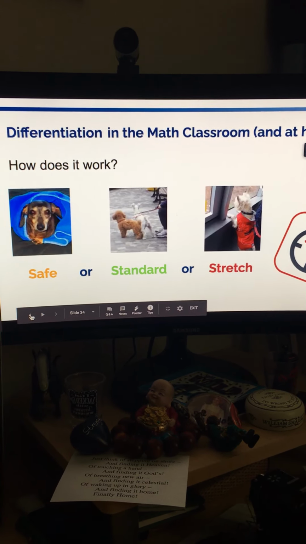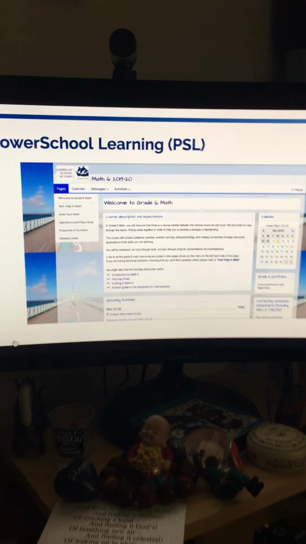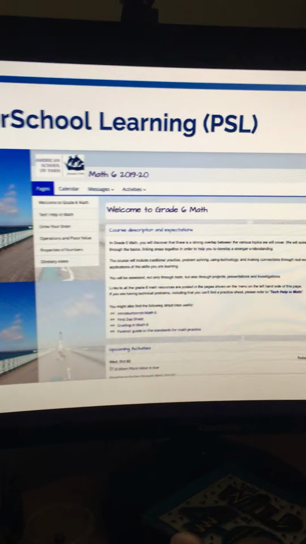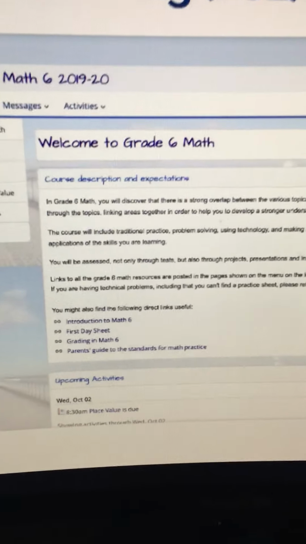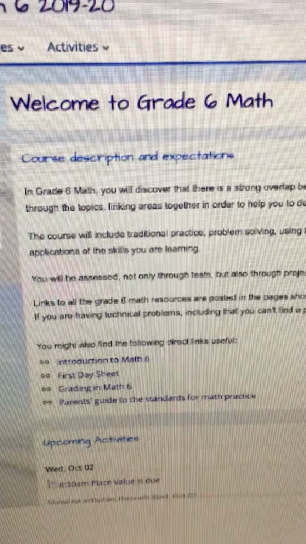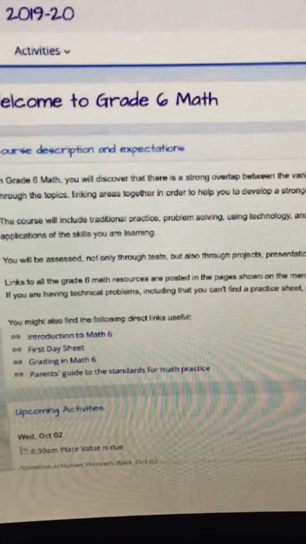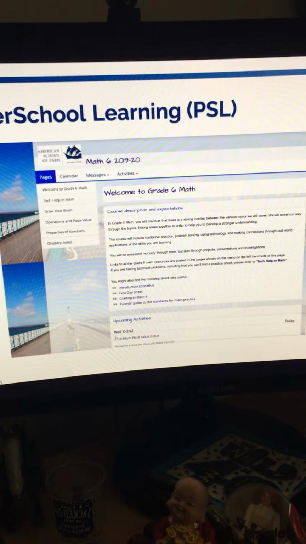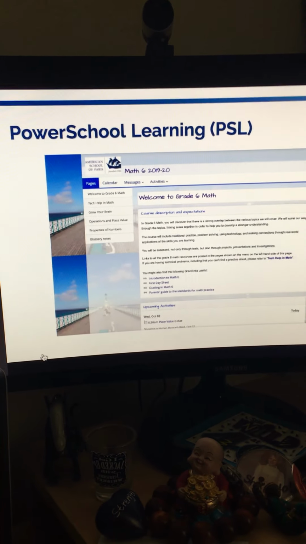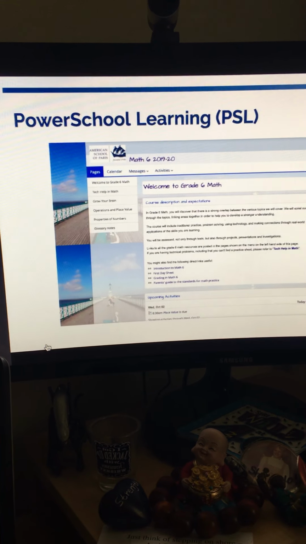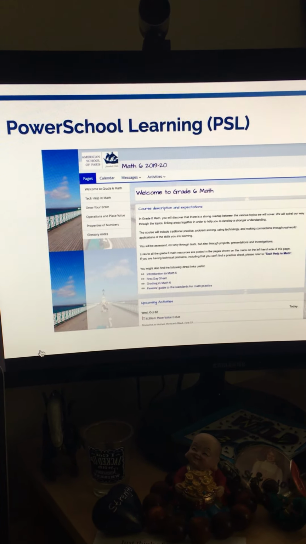On PowerSchool Learning, you'll be able to find the course descriptions and all my resources, including, just like Miss Forbes in the English classroom, we're learning a new language in math as well. So one of the things there is a glossary with vocabulary that the students are going to be learning. And communication is a huge focus in grade 6 math, communicating verbally about process and, obviously, in writing as well.